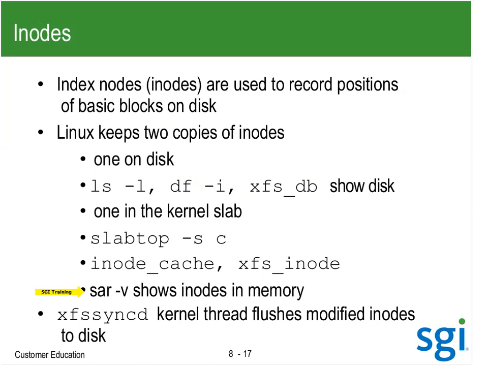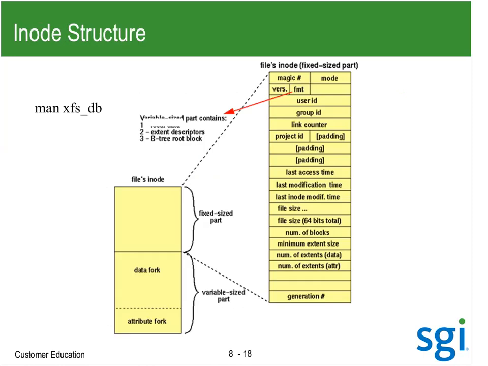Now for XFS, it's xfssyncd that's flushing modified inodes, but not the journaling activity. That's for the inode information. So again, a man on xfs_db will give me structure information. And this is just showing what might be in an inode. Again, an ls -l is printing out the attributes that are in the inode.